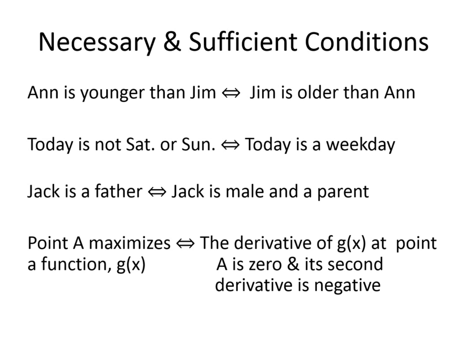That last example from last time was what we called both a necessary and sufficient condition. That is, if you know the derivative of g of x is 0 and that its second derivative is negative, that is necessary and sufficient to conclude that point A maximizes the function g of x.